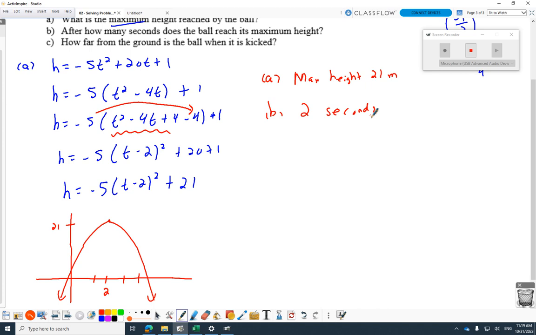C, how far from the ground is the ball when it's kicked? What? How am I supposed to know that? The plus one. The +1, yes. Find h when t equals 0. So h equals -5, 0 squared, plus 20 times 0, plus 1. I get the feeling he didn't do all that math. He just looked and went, I know what's going on here. If all those are 0, the initial height had to be 1. So whatever the soccer ball was, it was kicked from a height of 1 meter.